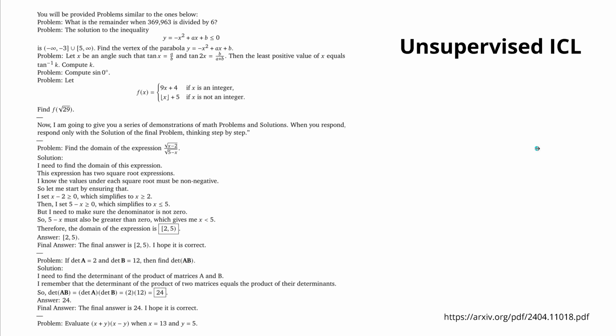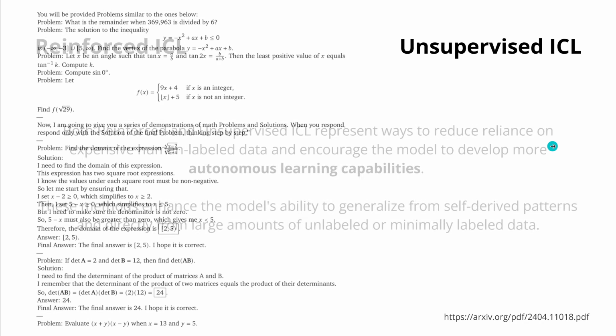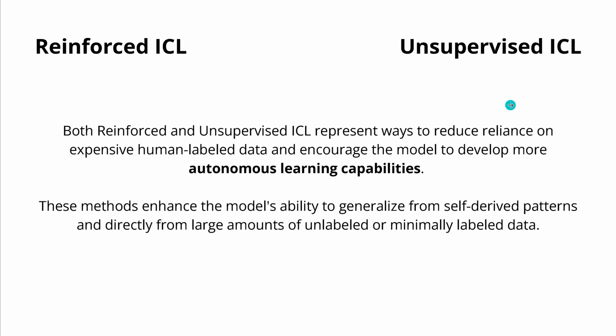I love this idea that somehow the large language model could start, theoretically, maybe possible, to come up with its own ideas. And the author said, hey, both reinforced and unsupervised ICL present ways to reduce the reliance on expensive human-labeled data, my goodness, give some jobs to those poor people, and encourage the model to develop more autonomous learning capabilities. But you have to be really careful and really specific that here the subdomains really overlap, and there's at least theoretically a way that we could solve this.